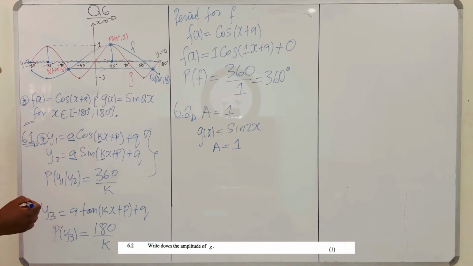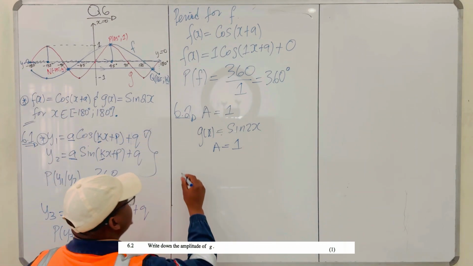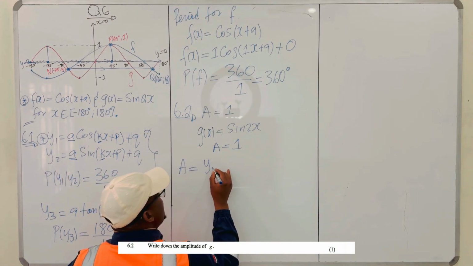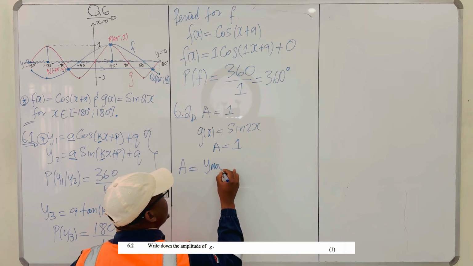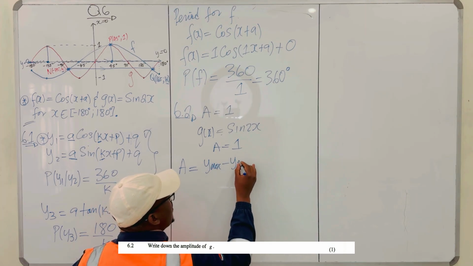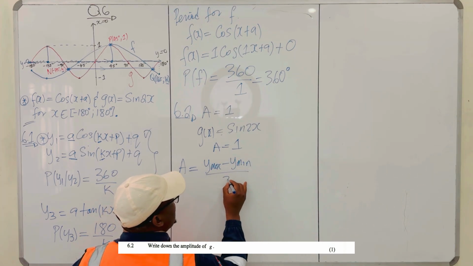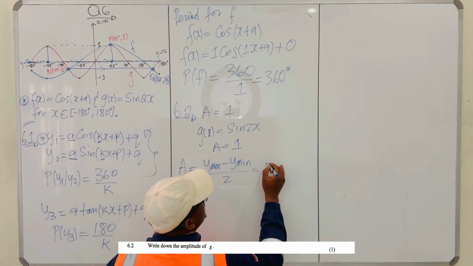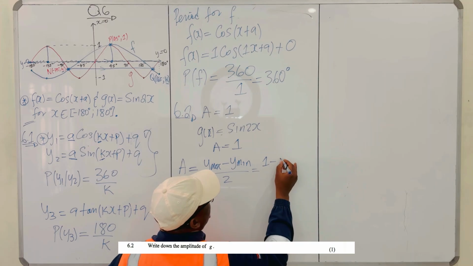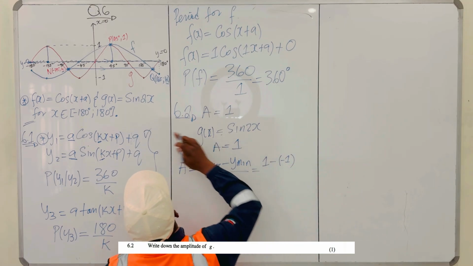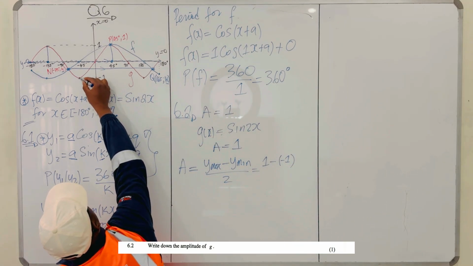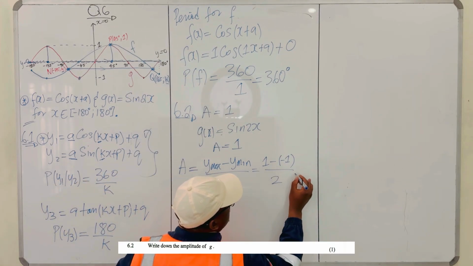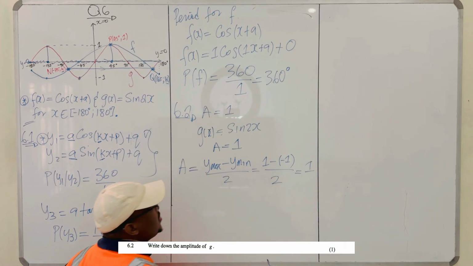It's 1. Also, you could have said, okay, my amplitude is equal to my maximum y value minus my minimum y value, all divided by 2. Then you say, okay, what is my maximum y value? My maximum y value is 1, minus the minimum value, which is minus 1, because the minimum is the smallest y value, which is here. The maximum is over there, all over 2, and the answer is 1. So your amplitude is equal to 1.